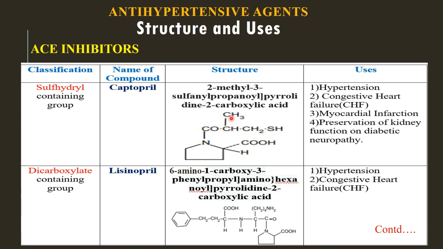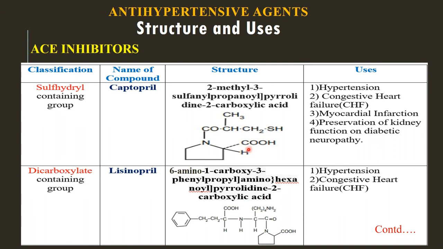Now, how can we name this compound? It is 2-methyl, 3-sulfanyl, propanoyl, pyrrolidine. This is position 1 and this is position 2, so 2 carboxylic acid. Coming to the uses, it can be used in the management of hypertension, congestive heart failure, myocardial infarction, and in preservation of kidney function in diabetic neuropathy.